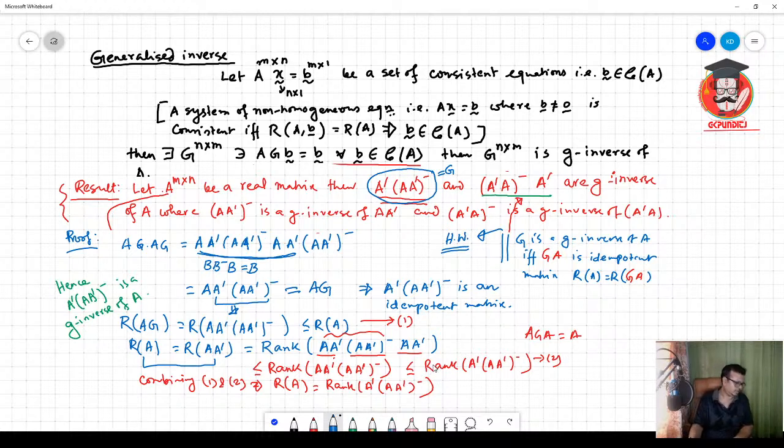So this is the constructional method, another constructional method of G inverse. So please tell me if you have any doubt, otherwise I wrap this portion. Please tell me if you have any doubt, otherwise I wrap this portion.